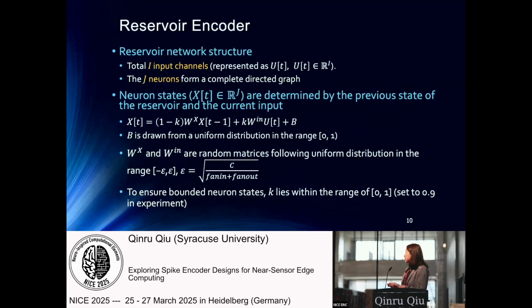And for the reservoir encoder, we assume there are I input channels and J neurons forming a complete directed graph. The neuron state of these internal neurons is denoted as X. The X is updated based on its previous value and the input value, weighted by the weight matrices WX and WIN, and also a bias. We assume the bias is drawn from a uniform distribution with the range from 0 to 1. And the two weight matrices are random matrices, also following a uniform distribution in the range of negative epsilon to positive epsilon, where epsilon is a value determined by the fan-in and fan-out of the postsynaptic neurons.